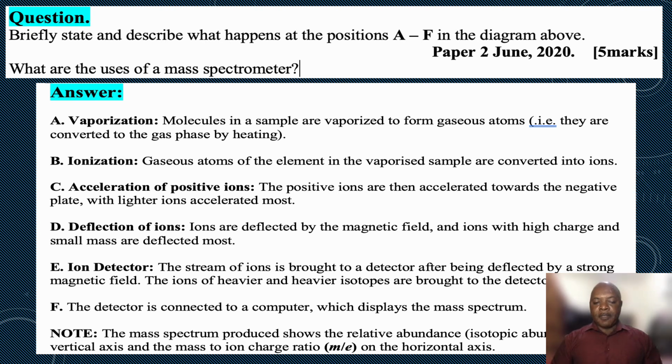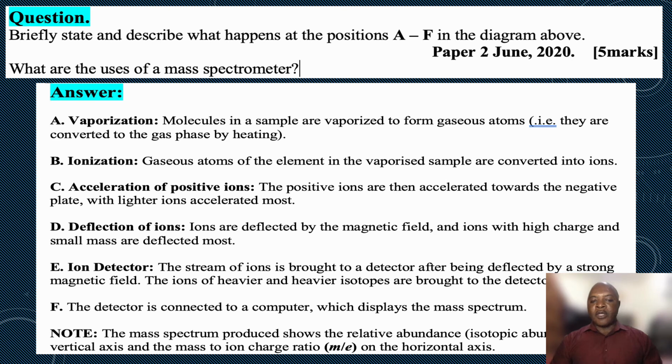At the point B, there is ionization. Gaseous atoms of the element in the vaporized sample are converted into ions. At the point C, there is acceleration of positive ions. The positive ions are then accelerated towards the negative plate, with lighter ones accelerated most. At the point D, there is deflection of ions. Ions are deflected by the magnetic field, and ions with high charge and a small mass are deflected most.